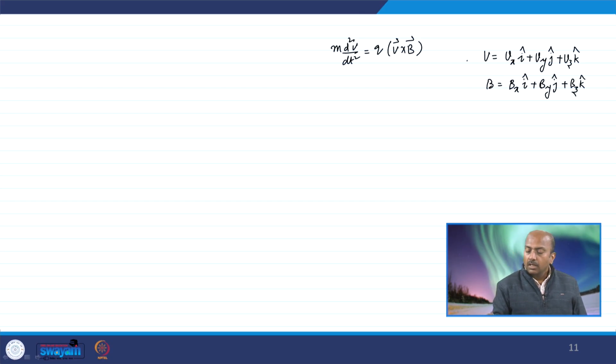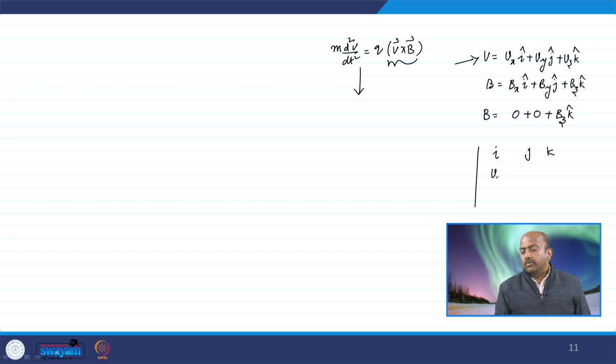So, for simplicity, we will make the velocity to be 3-dimensional in nature, and we will make the magnetic field simple as 0 plus 0 plus Bz along k cap. Okay. Now, how do we move from here? We have to resolve this curl. So, resolving this curl, v cross B is the determinant of i, j, k; vx, vy, vz; 0, 0, Bz.